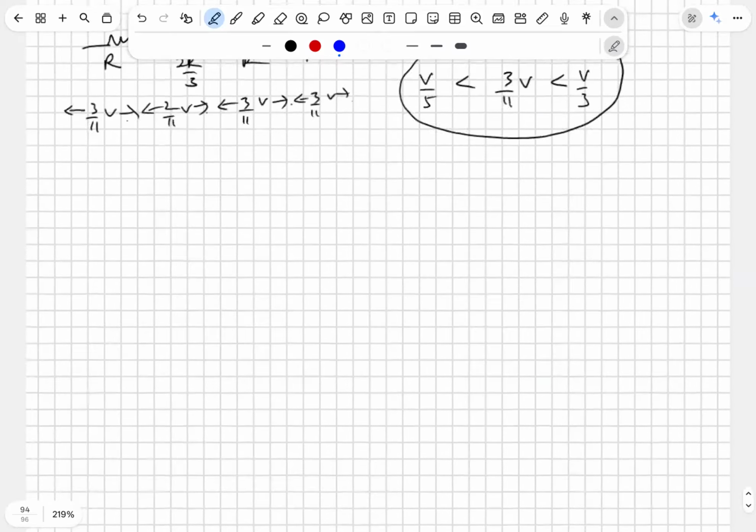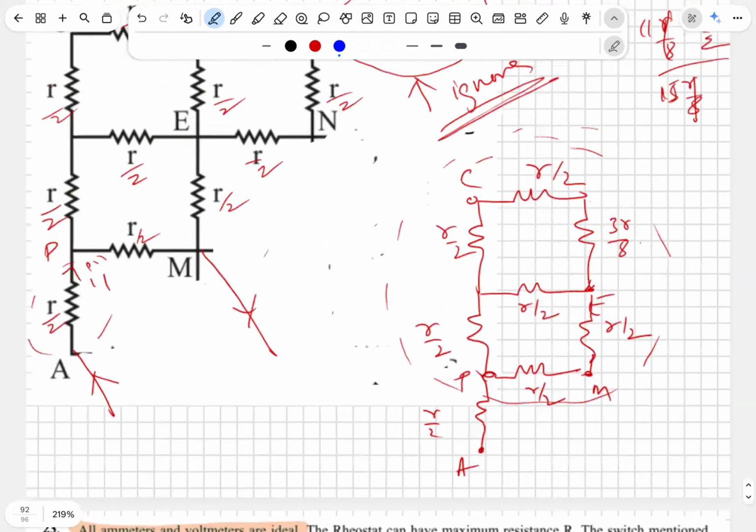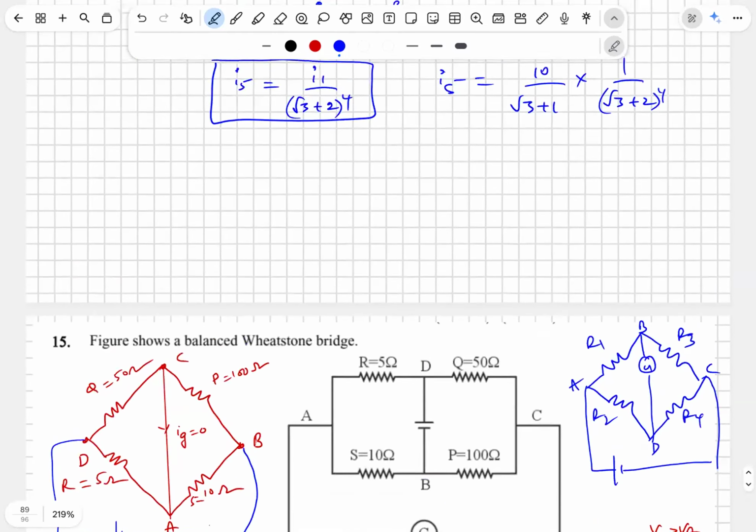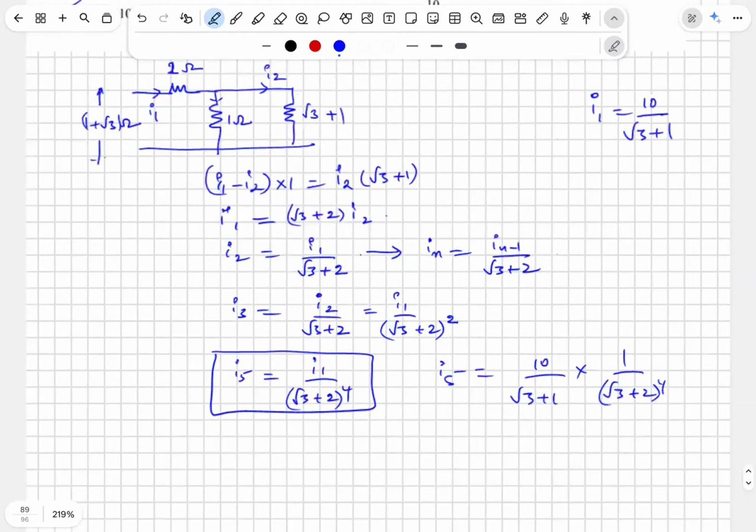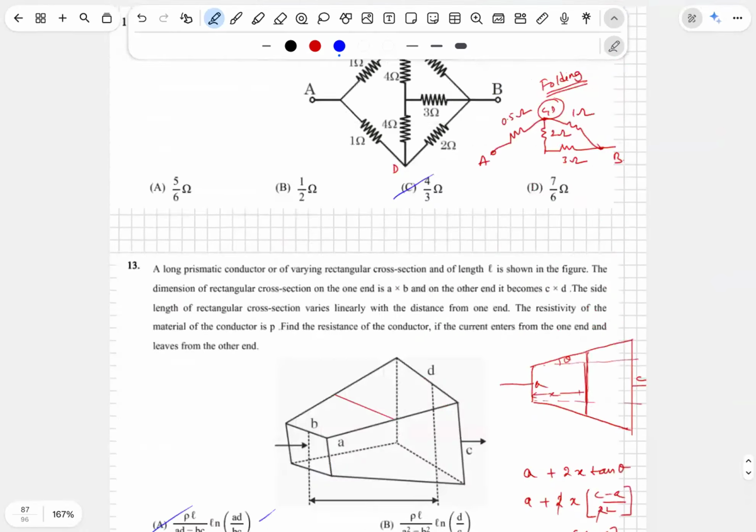Right. So this part is done. This assignment, this part is done. We will do that also, no issues.